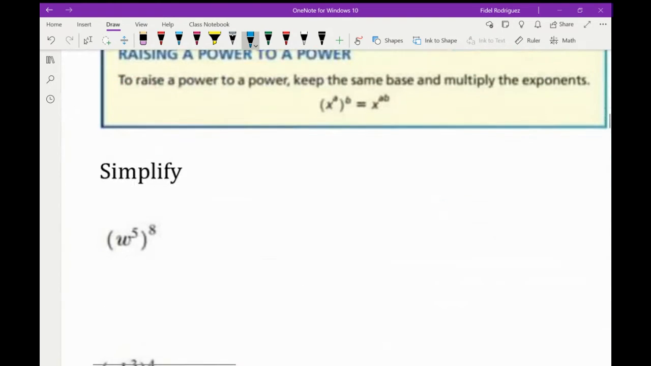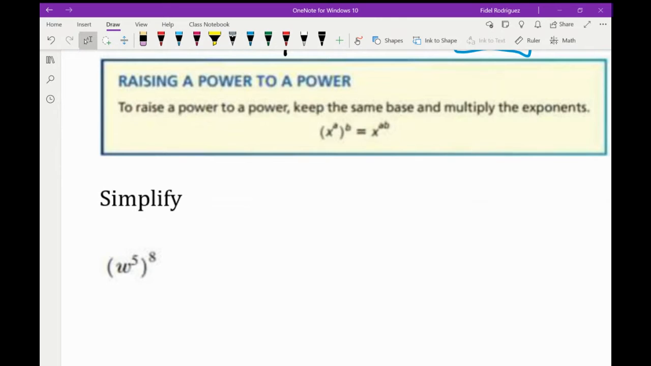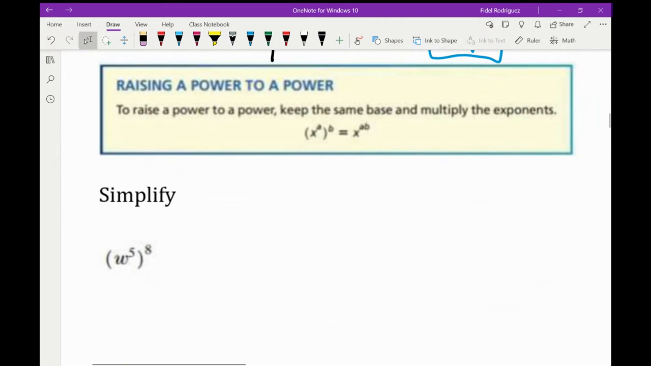So the next one here talks about something called raising a power to a power. And it says when we're raising a power to a power, we keep the same base and we multiply the exponents. So in this problem here, I'm going to keep the W, but we're going to multiply the powers together. And 5 times 8 is just going to give us 40.